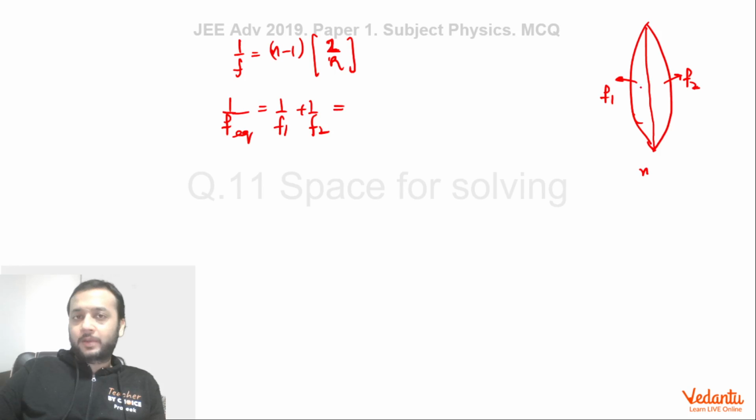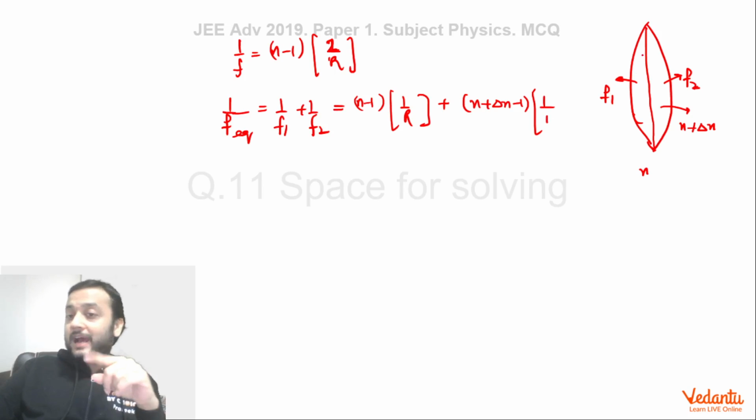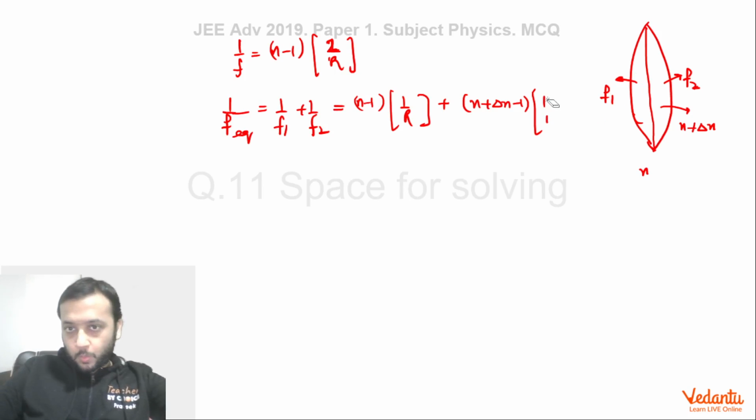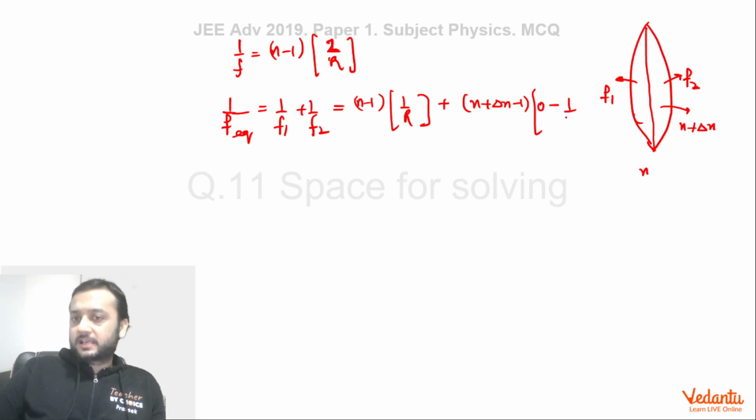This will behave as a plano convex lens of refractive index n, so it will become n minus 1 into 1 by r minus 1 by infinity, because this surface has infinite radius. For the second lens, the refractive index has become n plus delta n, so we will write n plus delta n minus 1, and 1 by r1 is infinity, so that will become 0, minus 1 by r2. R2 is actually minus r, right? So that will become like this.